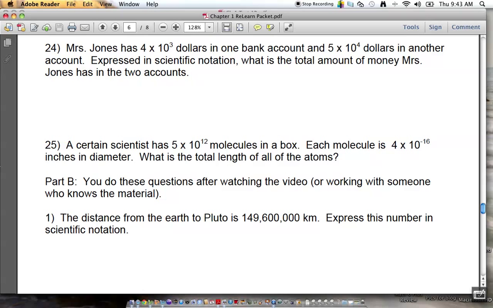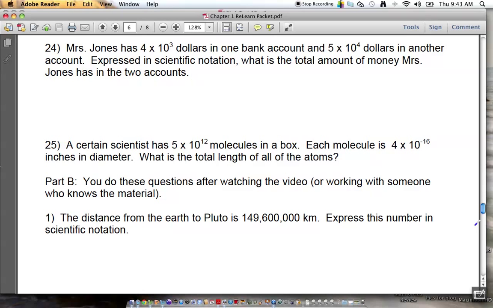Now, I know. Mrs. Jones, let's change it to, Mrs. Jones has $4 in one bank account and $5 in the other account. If she has $4 in one bank account and $5 in the other bank account, how much money does Mrs. Jones have? $2. Go ahead. $9. How did you get 9 out of 4 and 5? Added. So now we have to add.